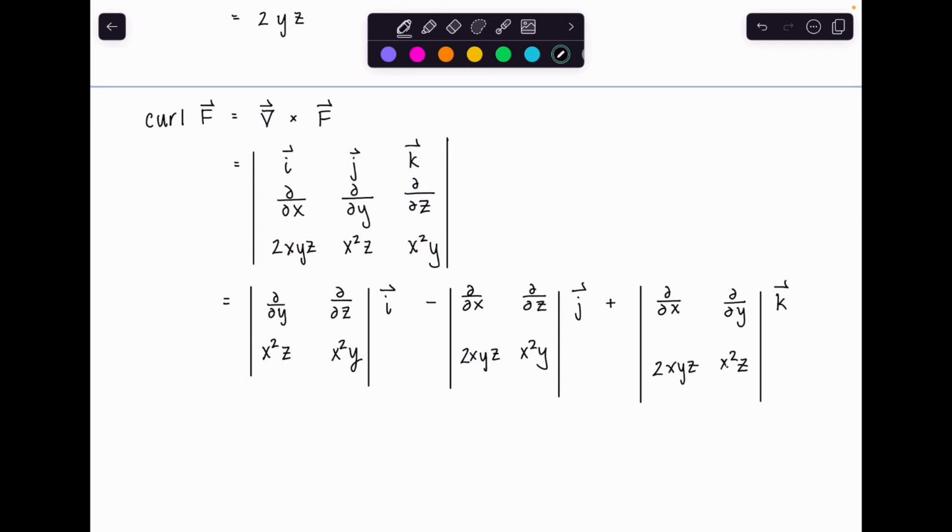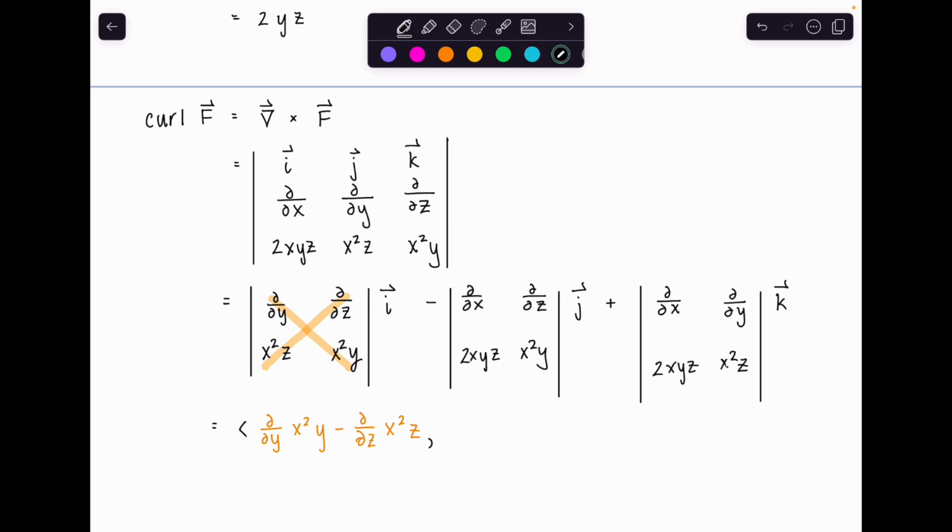Again, you can go ahead and keep doing ijk, but at this point, I'm now going to go back to that vector form. So for the first one, I multiply the main diagonal, subtract the off diagonal. So I'm going to take the partial with respect to y of x squared y minus the partial with respect to z of x squared z.